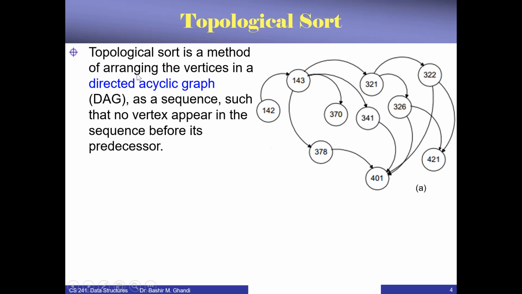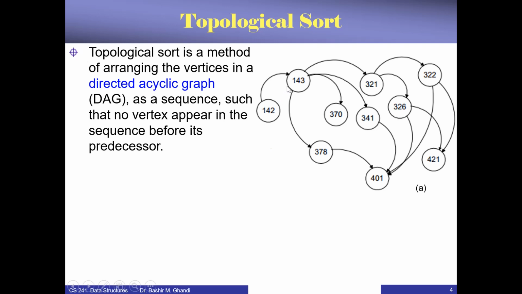So there's a condition for you to be able to apply topological sort. The graph has to be directed. Obviously, we have to know which course is prerequisite to another. So it cannot be a simple or undirected graph. It has to be a directed graph. Second condition is that the graph has to be acyclic. What does that mean? It means the graph should not have cycles.